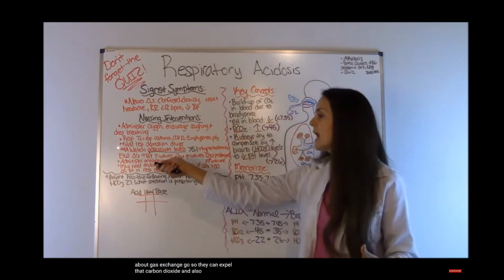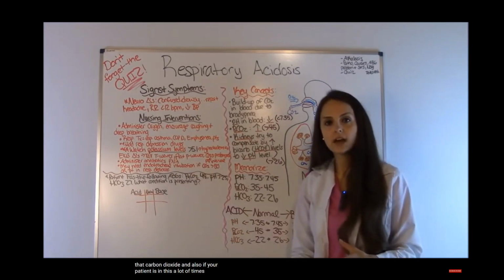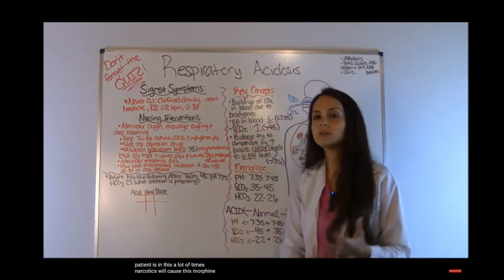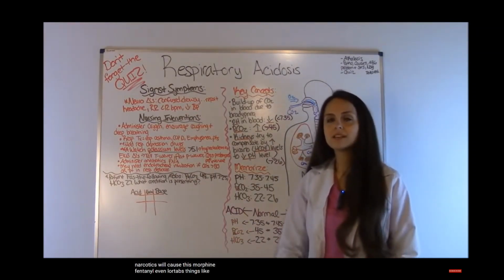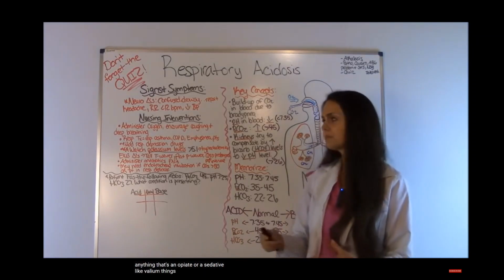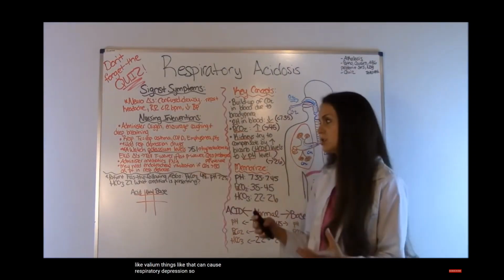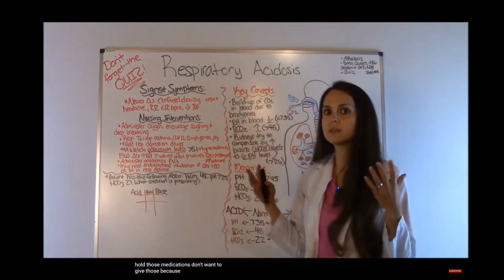So they can expel that carbon dioxide. And also, if your patient is in this, a lot of times narcotics will cause this: morphine, fentanyl, even Lortabs, things like that, anything that's an opiate or a sedative like Valium. Things like that can cause respiratory depression. So you'll want to hold those medications. Don't want to give those because it will make it worse.